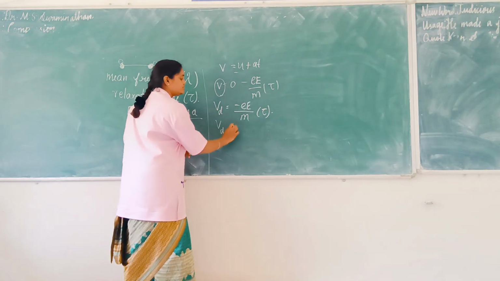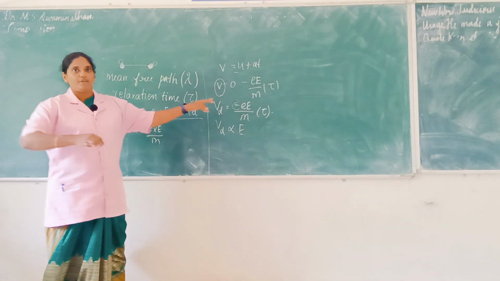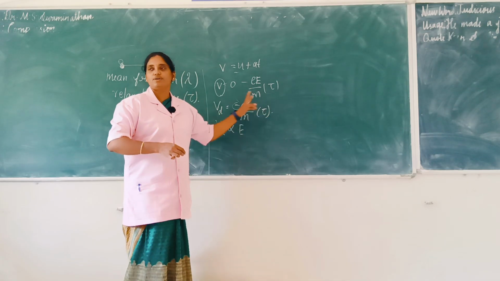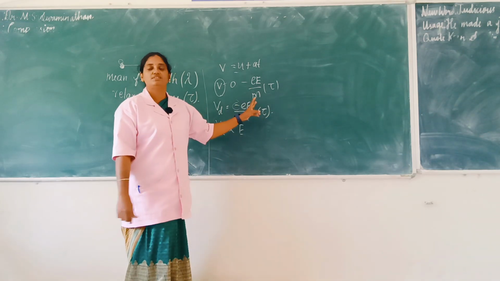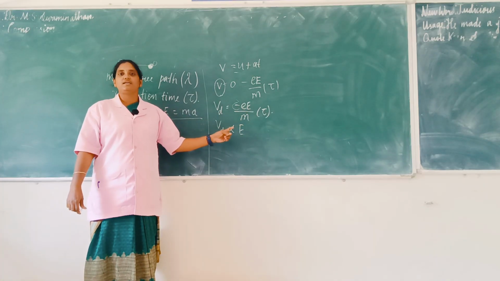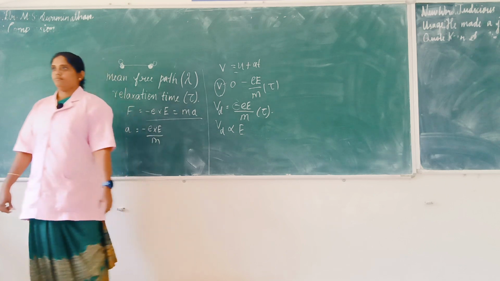Vd is proportional to E, but here minus symbol is there, no? Velocity is also a vector quantity, electric field is also a vector quantity. So in this equation we have minus symbol. So this indicates that Vd, the velocity of the electrons, will be opposite to that of electric field. How practically is Vd?